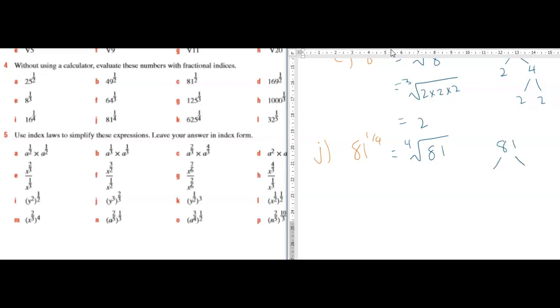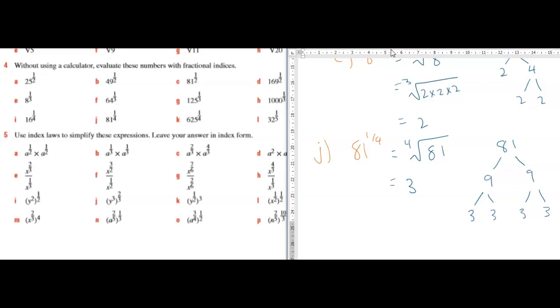Do some factor pairs. So I know 9 times 9 gives me 81. It doesn't matter what factor pair you use, as long as it's not 81 and 1. And then break them up again until you get all your prime factors. Okay, so we've got 3. So the 4th root of 81 is 3. Okay, so what number multiplied by itself 4 times gives you 81?